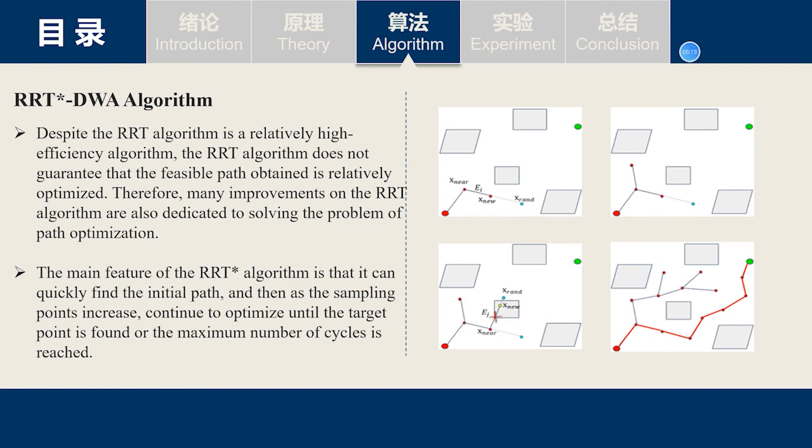Although the RRT algorithm can solve path planning problems and has great advantages in many aspects, RRT does not guarantee that the feasible path obtained is optimized. Therefore, many improvements on the RRT algorithm are dedicated to solving this problem, and the RRT star algorithm is one of them. The main feature of the RRT star algorithm is that it can quickly find the initial path, and then, as the sampling points increase, continue to optimize until the target point is found or the maximum number of cycles is reached. As the cycle number increases, the path obtained is more and more optimized, and it is possible to find the optimal path in a limited time.